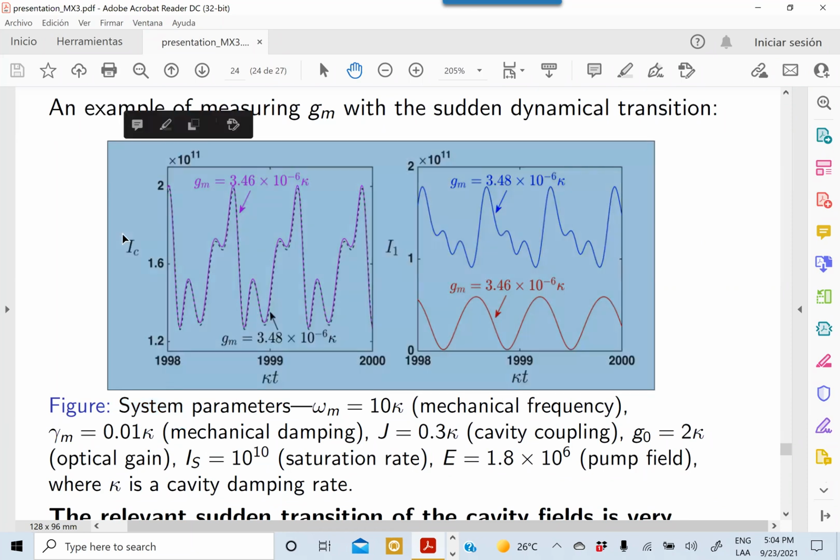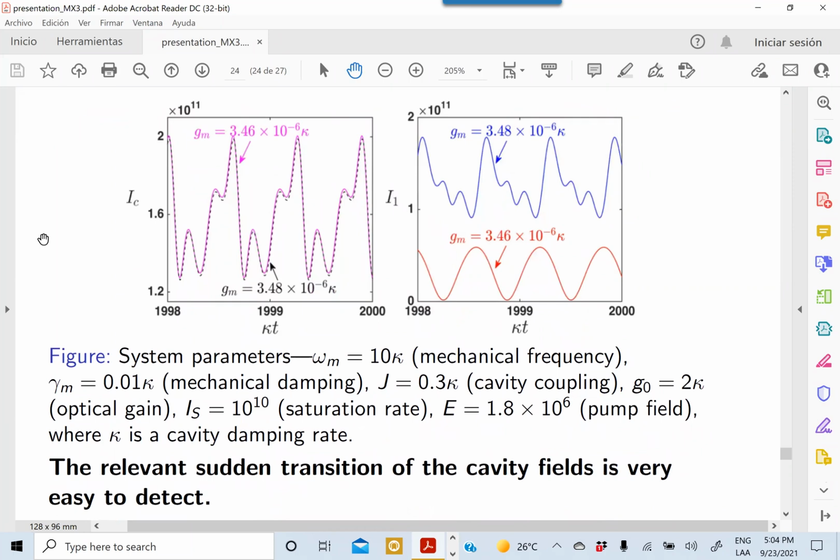It's very small. Here the system parameter is chosen for those that can be realized experimentally. By this setup, we can determine the single photon optomechanical constant g to a very refined level. If g over kappa equals 1 million, for example, if kappa is chosen like 100 million, this small g can be determined to the order of 1 Hertz, much higher than the previous experiment.